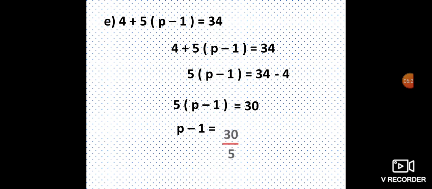p minus 1 equal to 30 divided by 5. p minus 1 equal to 6. Next we transpose minus 1. It becomes plus 1. 6 plus 1 equal to 7 is the answer.